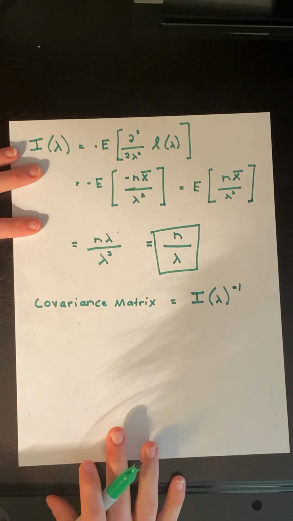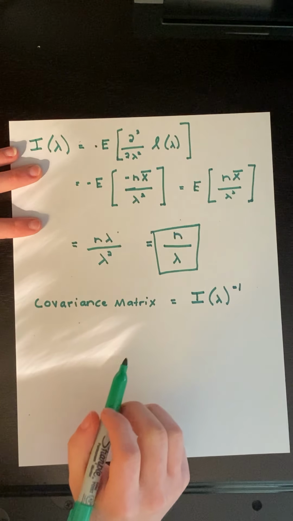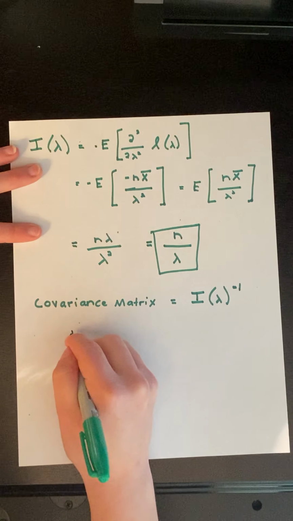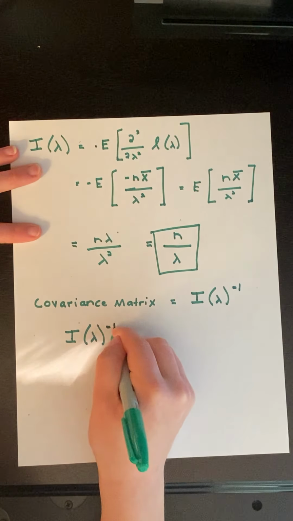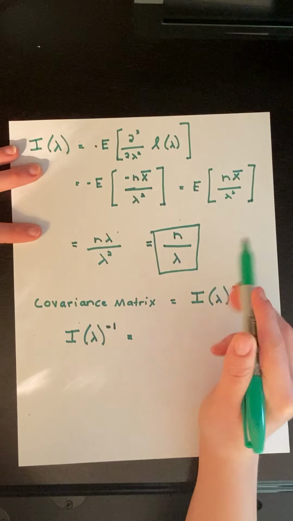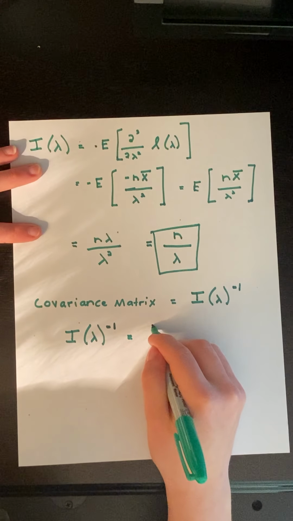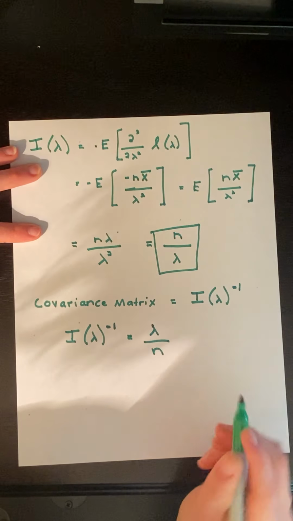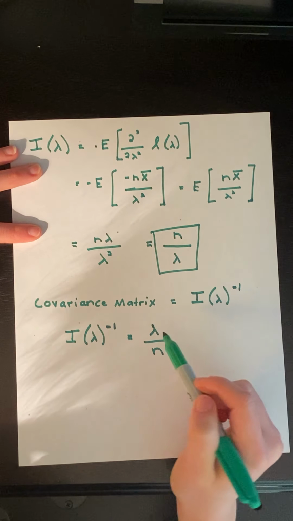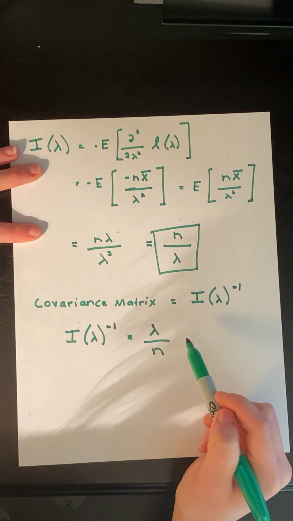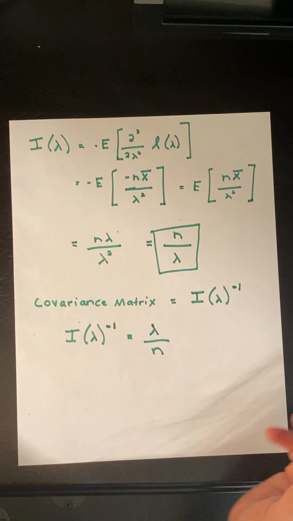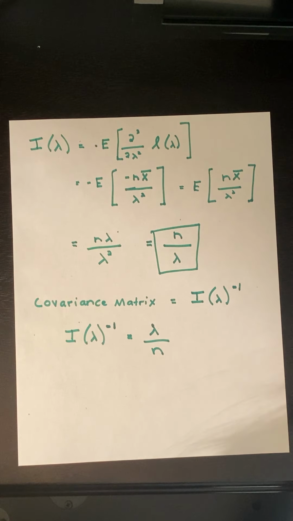For a 1-by-1 matrix, the inverse of a matrix is just the reciprocal. So for our example, the inverse of I of lambda would just be the reciprocal of this value up here, so it would be lambda over n. In the end, this is the variance of our estimator lambda. And that is the process for how you go from getting your log likelihood function to your information matrix, and then finally inverting it to find the covariance matrix.